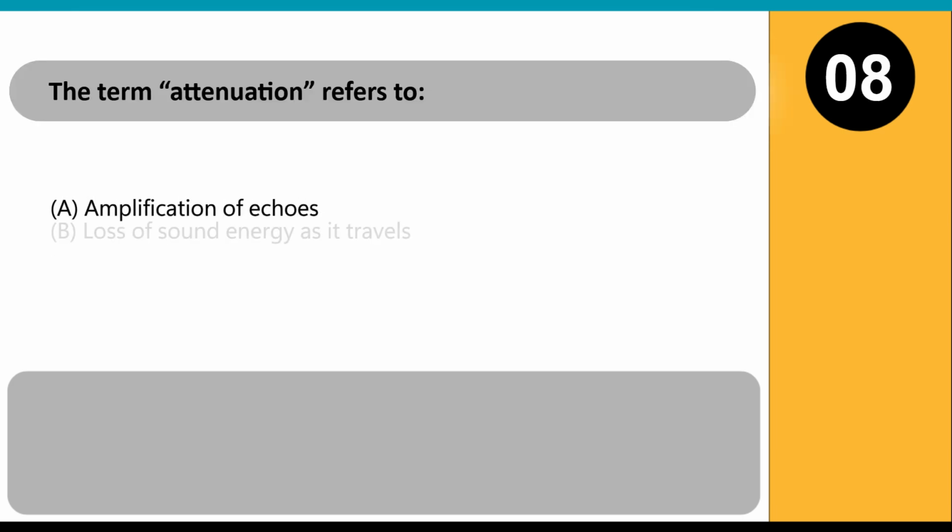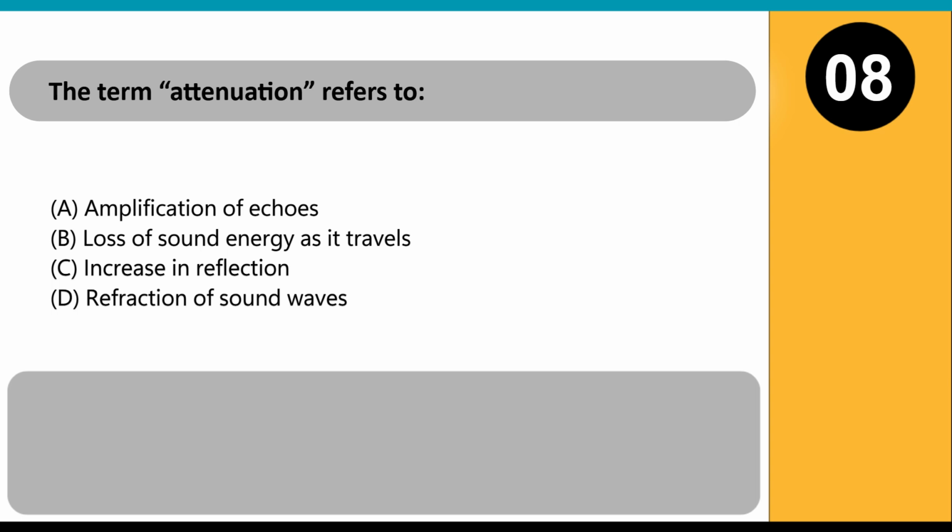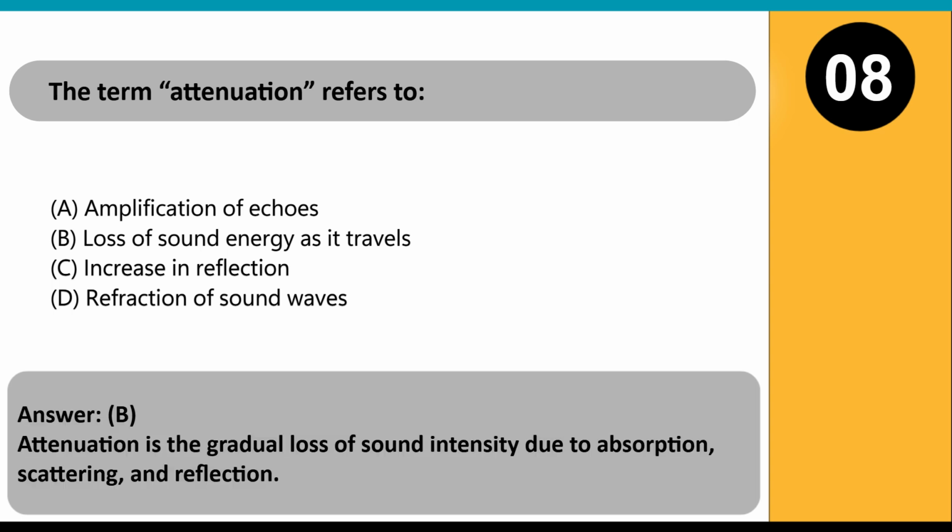The term attenuation refers to A. Amplification of echoes. B. Loss of sound energy as it travels. C. Increase in reflection. D. Refraction of sound waves. Answer B. Attenuation is the gradual loss of sound intensity due to absorption, scattering, and reflection.